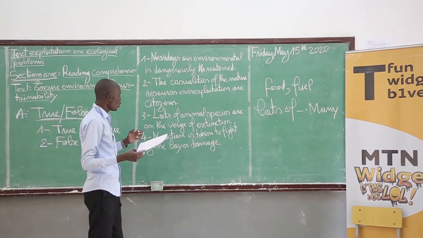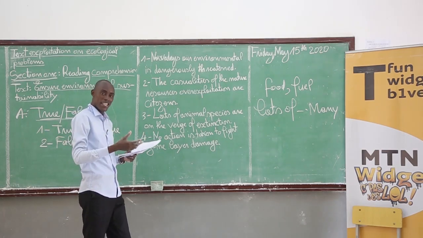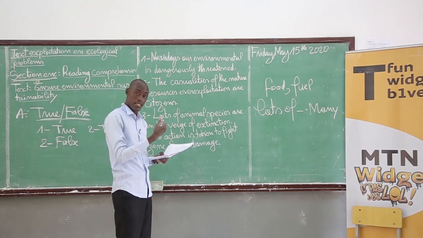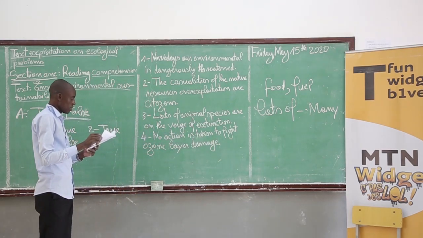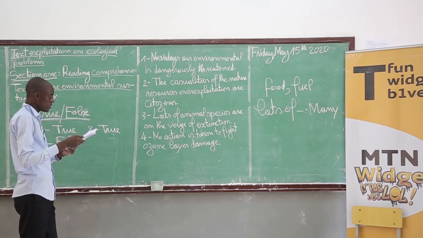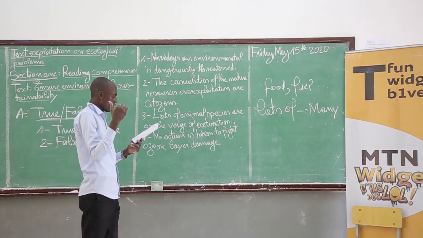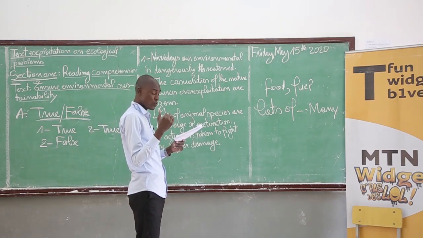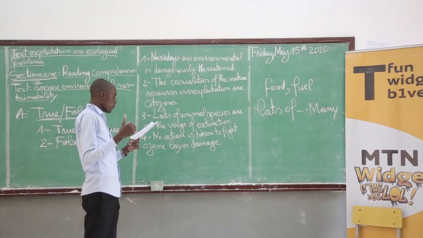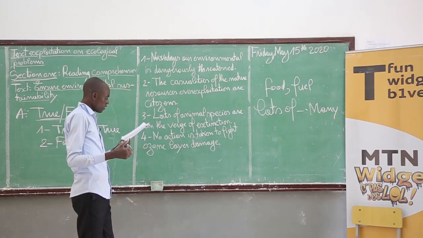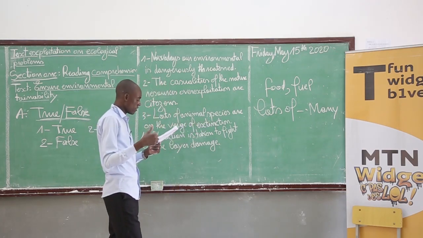If this sentence, lots of animal species are on the verge of extinction, is true, we are going to check in the text, as we have written on the board, if this answer is the right one. Okay, we have the text. We can see it in the last paragraph, the third one. Let's read this paragraph. Forest. Now, let's start with the second paragraph, before reading the last one.